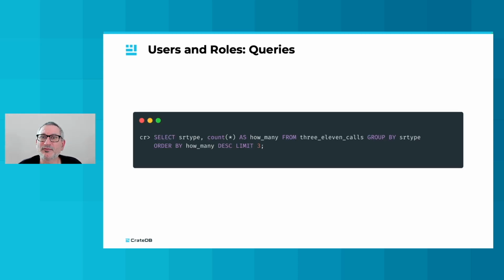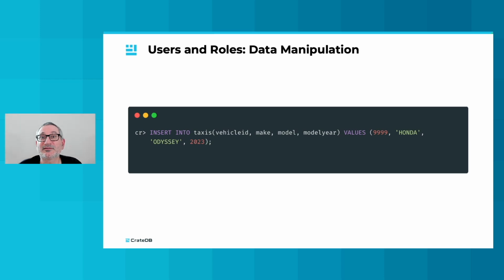What about a query that uses the 311 call data? This results in an error as the taxi user doesn't have the correct privileges to access that table. Remember that we get the taxi user query rights over the taxi table.